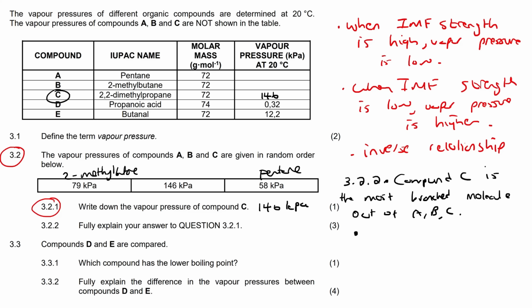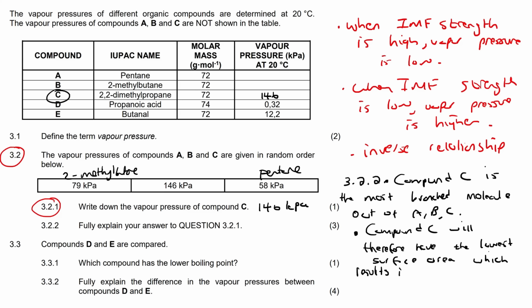Then for our next point, we could say compound C will therefore have the lowest surface area, which results in less London forces. You are also allowed to say intermolecular forces there.